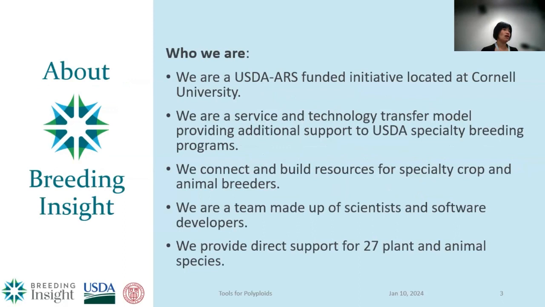Cornell. About half of the Breeding Insight employees are located across the US, working remotely, and about half work locally at Cornell. We are a service and technology transfer model, providing additional support to USDA specialty breeding programs. What we are doing is connecting and building resources for specialty crop and animal breeders. Again, we are a team made up of scientists and software developers. And as of today, we are providing direct support for 27 plant and animal species.